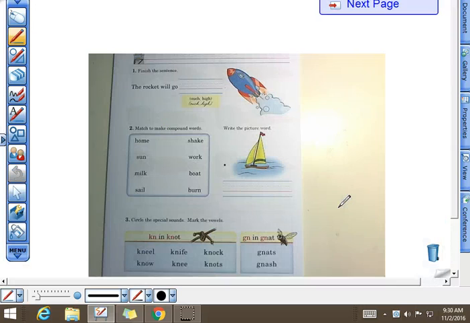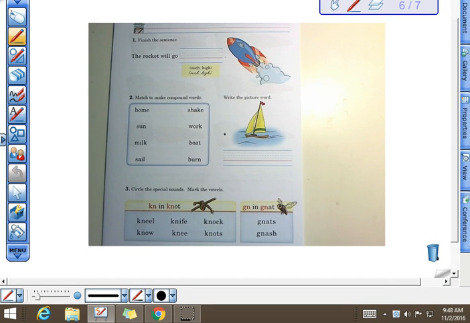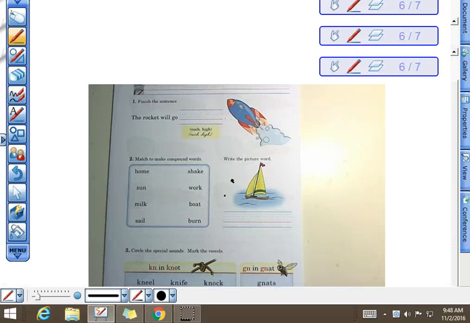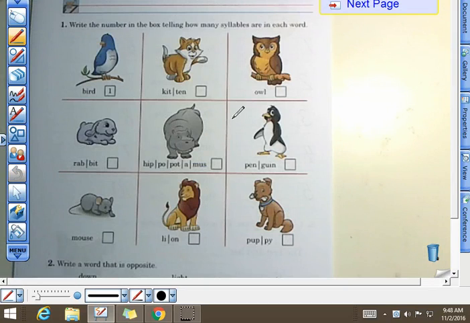All right. Take out your seat work folder. Okay. Number one, we're going to finish the sentence. We're going to write the correct word in. Number two, match to make compound words. And then write the picture of the compound word that you see here. Their words must be spelled correctly. And then circle the special sounds and mark the vowels. Everything is the same there. We're going to write the number in the box for our syllables and then write a word that is opposite. Are there any questions?